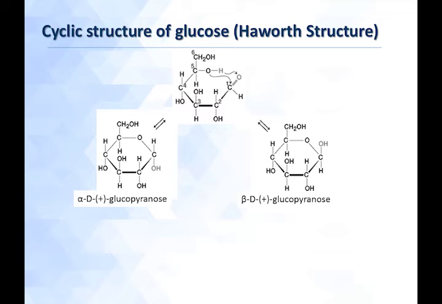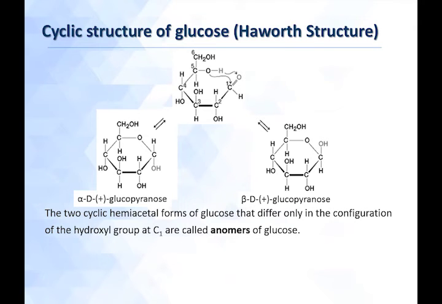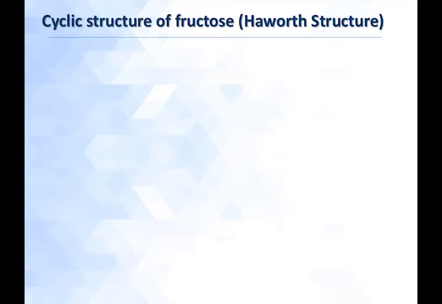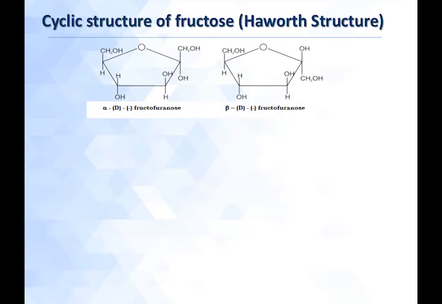In these Haworth structures, if the OH on carbon-1 is present below the ring, then it is called the alpha isomer, and if the OH is present above the ring, it is called the beta isomer. The two cyclic hemiacetal forms of glucose that differ only in the configuration of the hydroxyl group at carbon-1 are called anomers of glucose. They are also called pyranose because the Haworth structures are similar to the organic compound pyran.